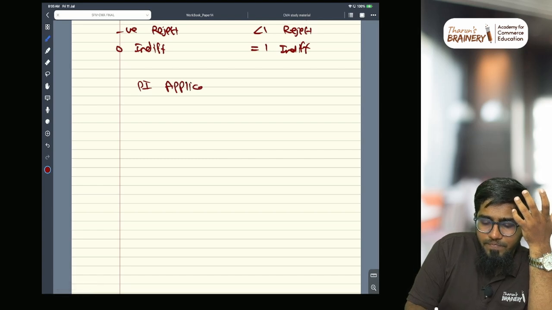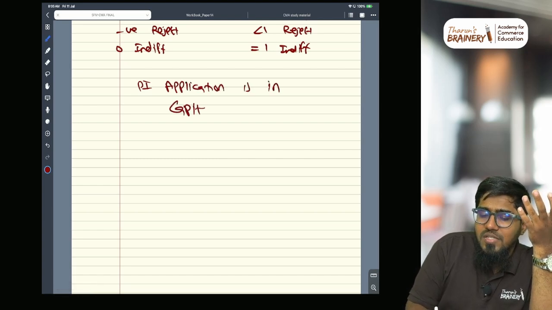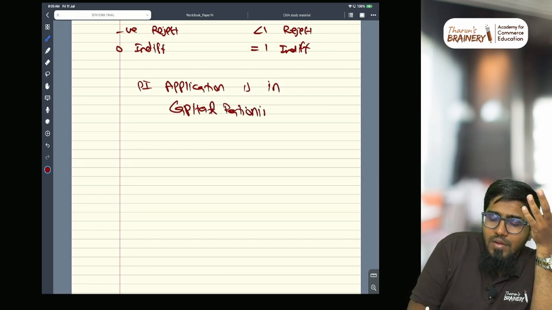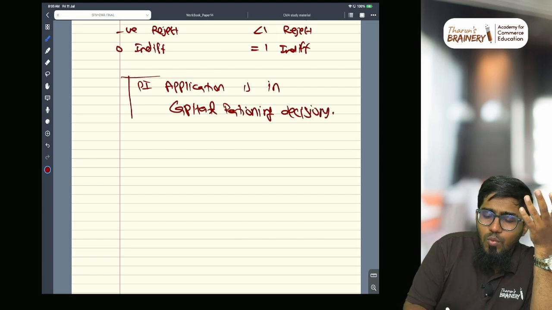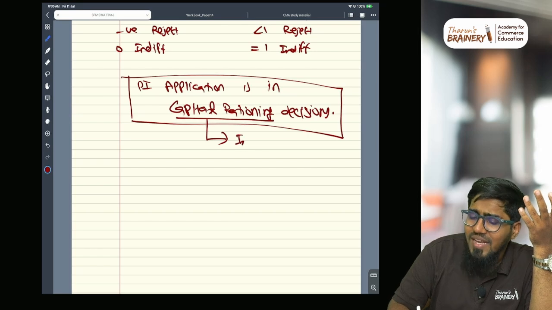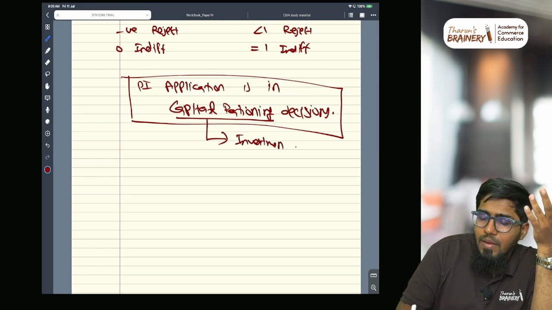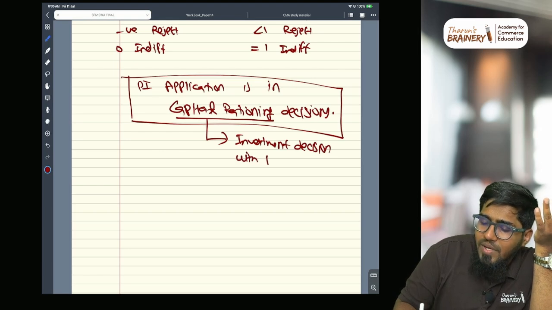So the profitability index application is in capital rationing decisions. What is a capital rationing decision? A capital rationing decision is again an investment decision only. It is an investment decision with limited capital.